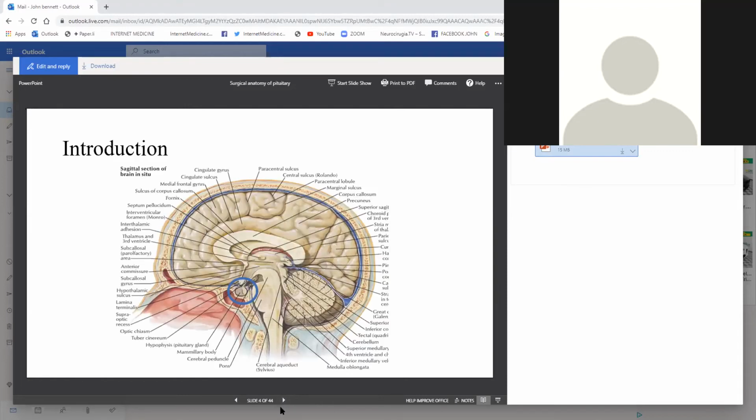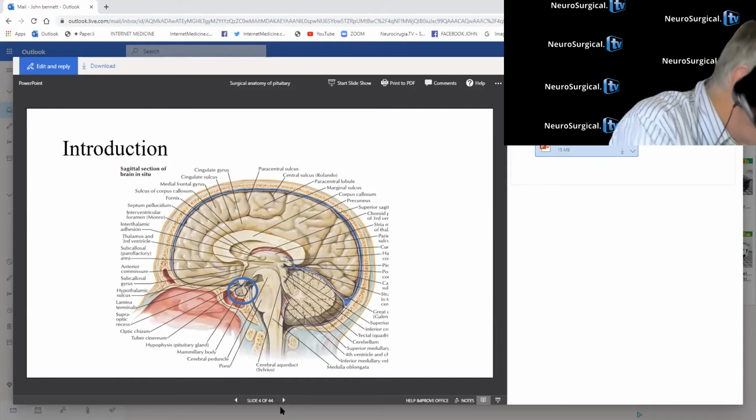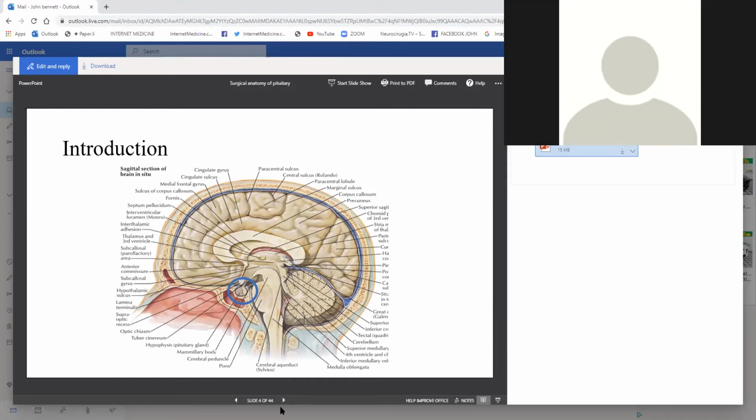The pituitary gland is a small gland that is located inside a part of the sphenoid bone, which has the shape of a Turkish saddle called the sella turcica. So next slide, John.